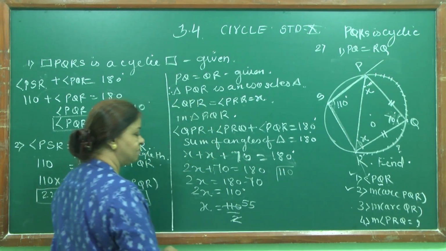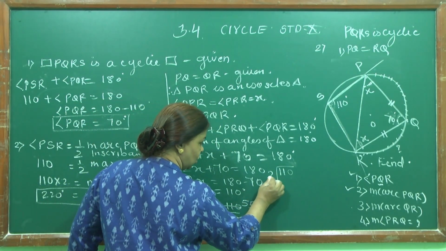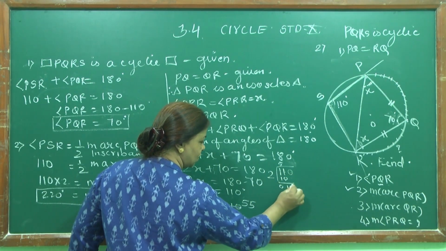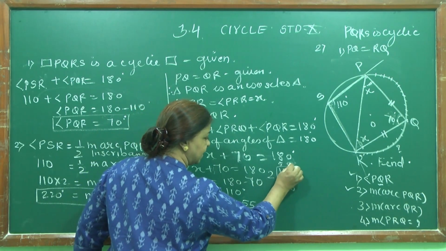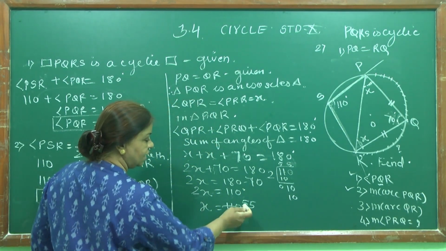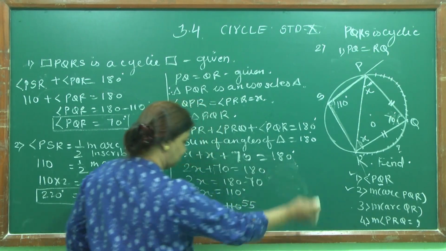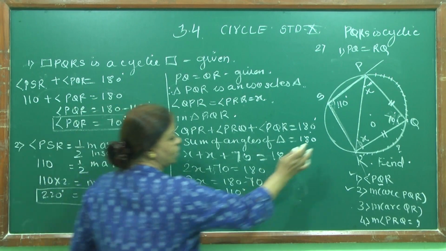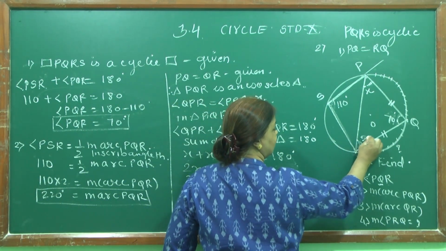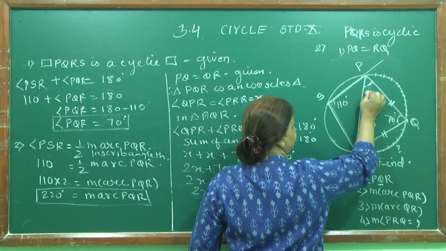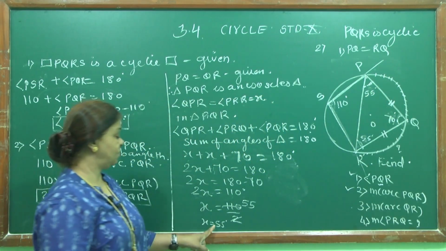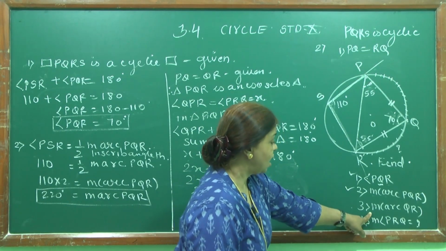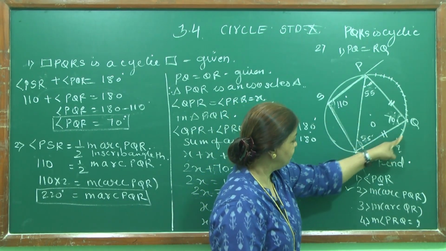I know some children are finding it difficult to even divide. 2 5s are 10, 1, 0 comes here. 2 5s are 10. Came 55 degree. So, x is equal to 55 degree. So, we got this angle as 55 degree. This angle also 55 degree because x value we got as 55 degree. So, what is that? Major arc QR. QR is which one? This.